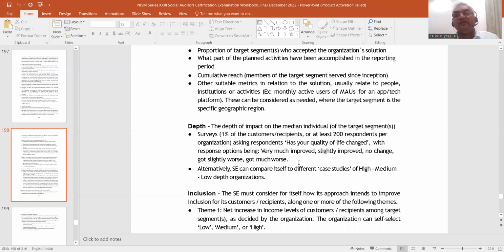उसके बाद में डेप्थ देना. डेप्थ मतलब दिस इज जस्ट एन एग्जांपल. वो बोलेगा कि वी सर्वेड 5% ऑफ द कस्टमर्स और रिसिपिएंट और एटलीस्ट 500 रिस्पोंडेंट्स. ठीक है, इतना तो मिनिमम करना ही पड़ेगा जब लिखा है तो इतना, इससे ज्यादा ही कर सकते हो आप, कम नहीं कर सकते. Then alternatively, the social enterprise can compare itself to different case studies of high, medium or low depth organization.